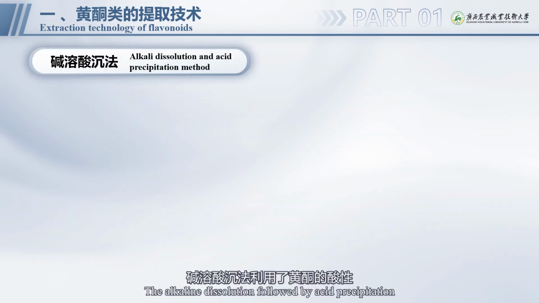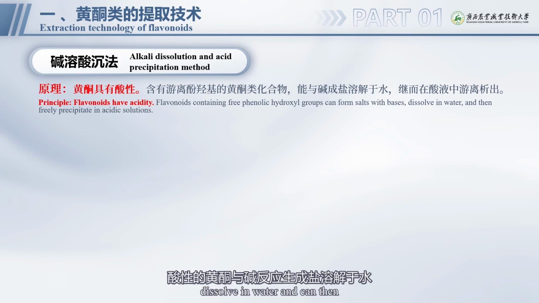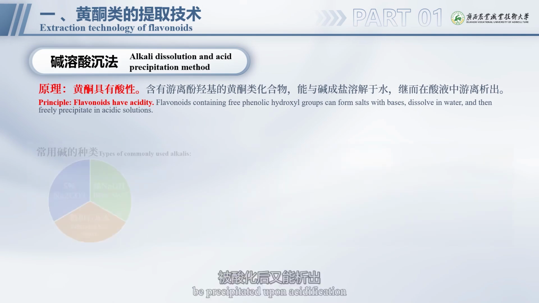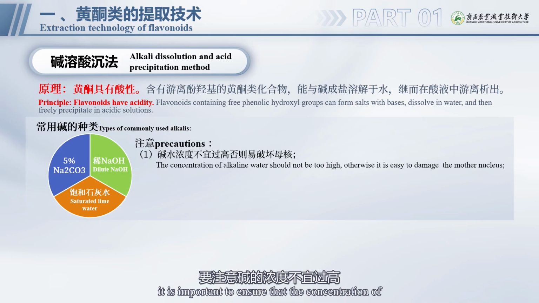The alkaline dissolution, followed by acid precipitation, method utilizes the acidity of flavonoids. Acidic flavonoids react with alkalis to form salts that dissolve in water and can then be precipitated upon acidification. When performing this operation, it is important to ensure that the concentration of the alkali is not too high to avoid damaging the flavonoid parent nucleus.